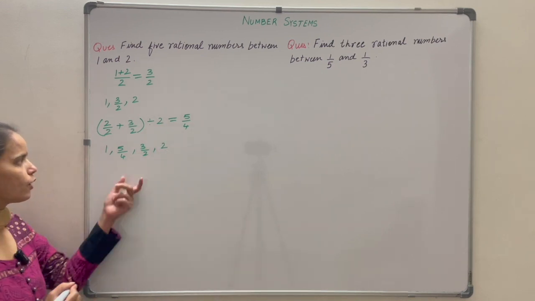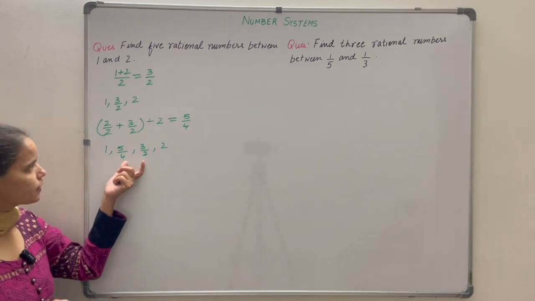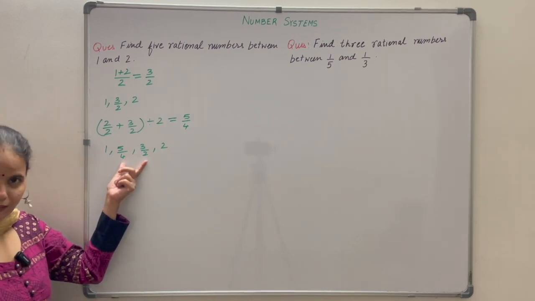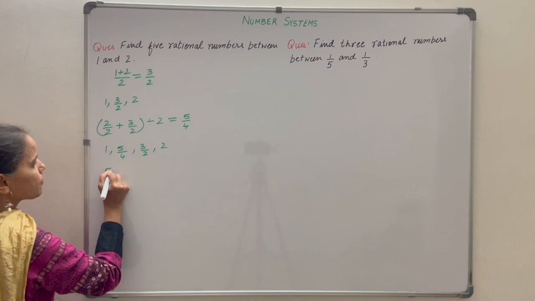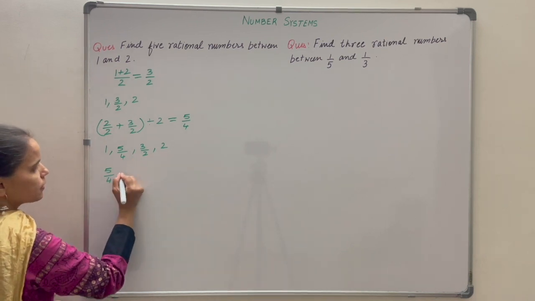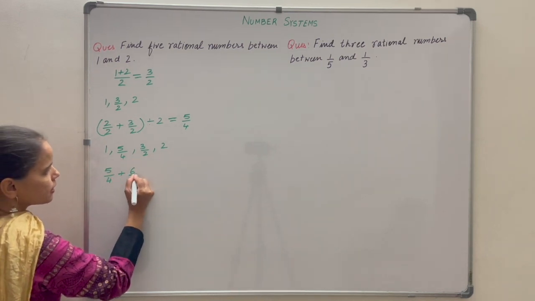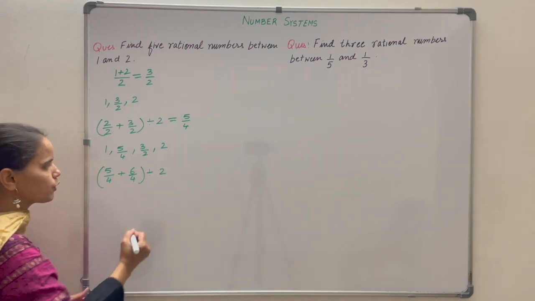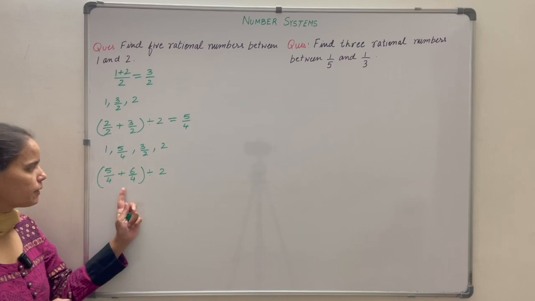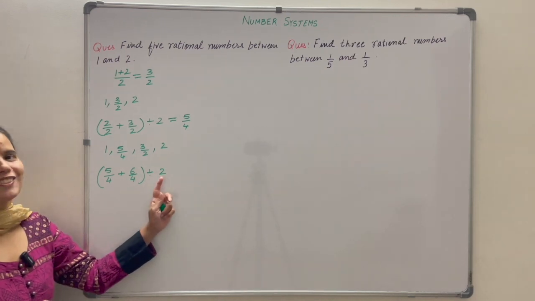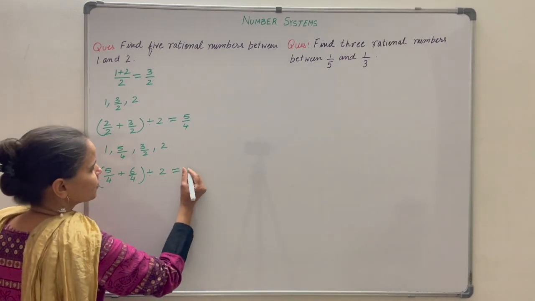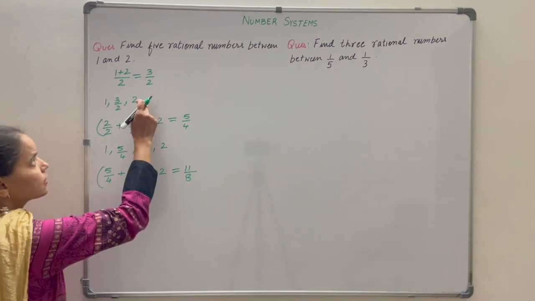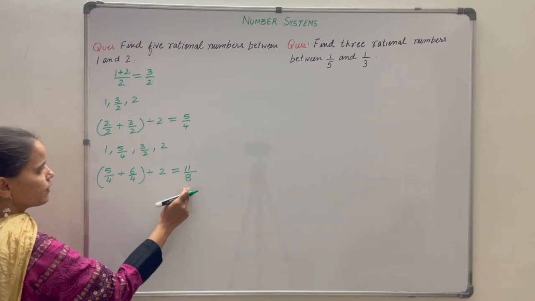So you can see you have got 2 numbers now. Let us add these 2 numbers and divide by 2, so we will get the number which lies exactly between these 2 numbers. So 5 by 4 I am going to write down as it is, and 3 by 2 I am going to write as 6 by 4, divided by 2. So what do you get here? 6 plus 5 is 11. 11 by 4 divided by 2 gives you 11 by 8. So you got 3 numbers between 1 and 2: that is 3 by 2, 5 by 4 and 11 by 8.